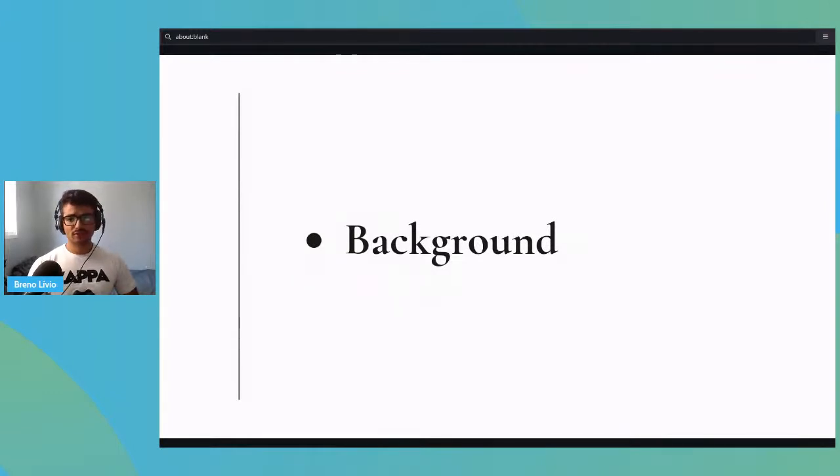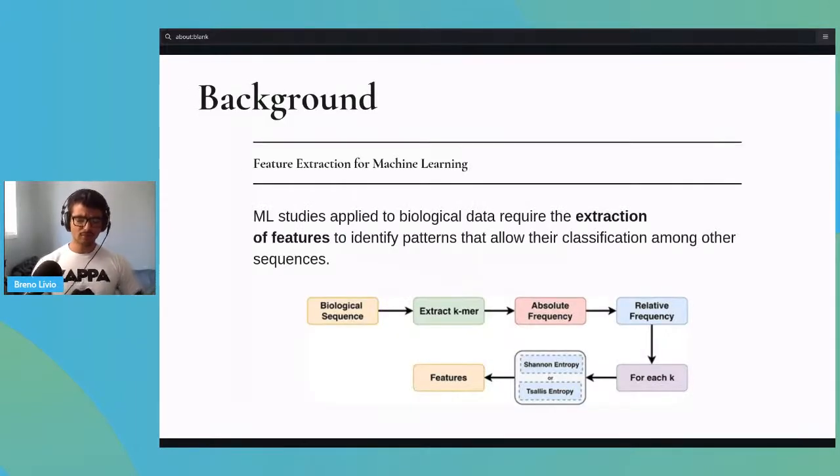Let's then begin with the context behind the idea of feature extraction of biological sequences. Over the years, with the accelerated advance of biological studies, non-coding sequences have attracted attention in bioinformatics. Elucidating the function of these non-coding regions is still a key challenge, which has been addressed by several machine learning studies.